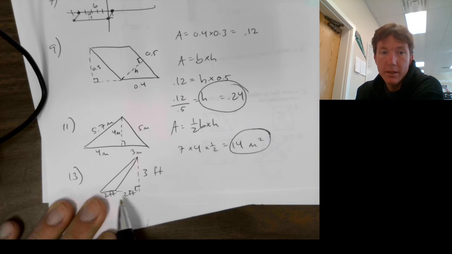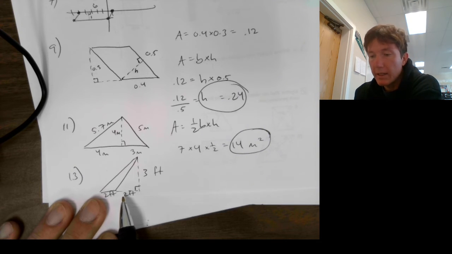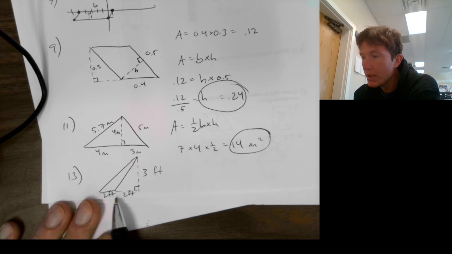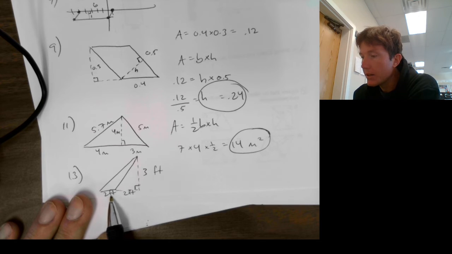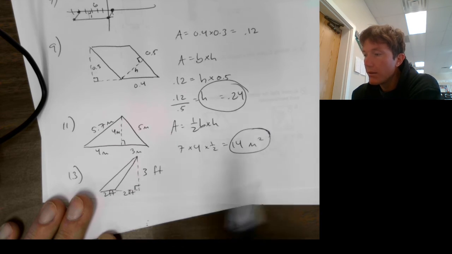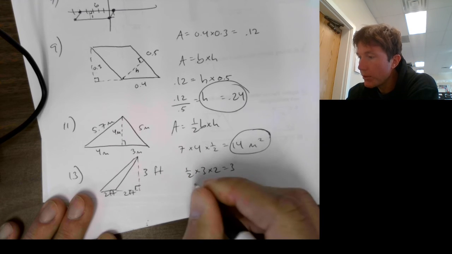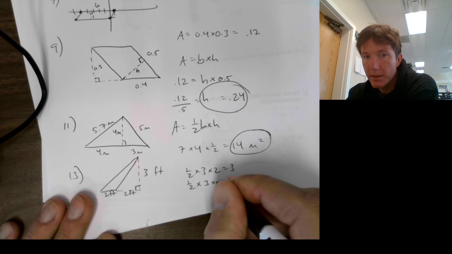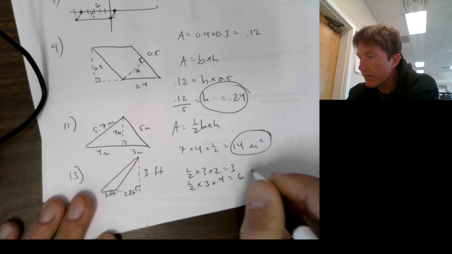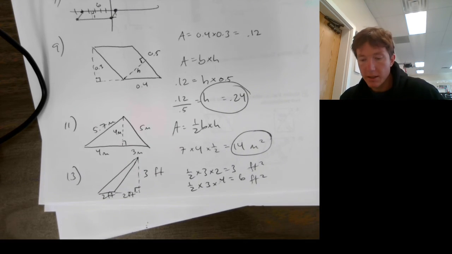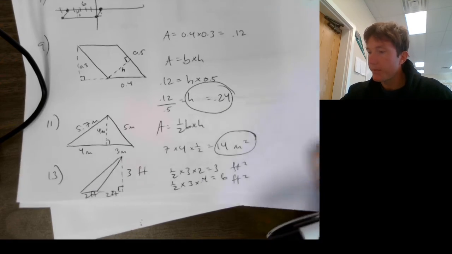So depending on where the shading is, I apologize it didn't come out quite right in the copying. The area is going to either be 1/2 times 3 times 2, which is 3, or it'll be 1/2 times 3 times 4, which is 6 feet squared. So again, depending on what it is, it's going to be one of those two answers.